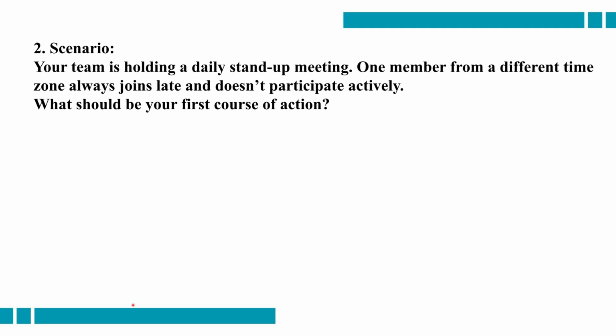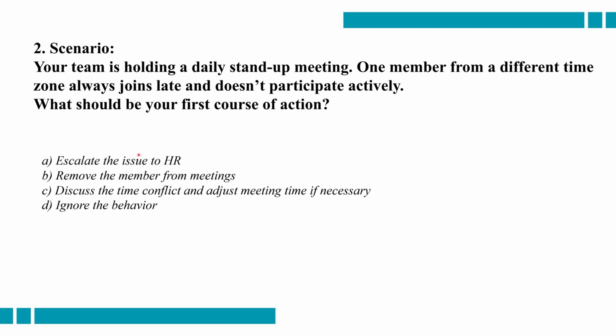Next scenario: your team is holding a daily stand-up meeting. One member from a different time zone always joins late and doesn't participate actively. What should be your first course of action? Options are: escalate the issue to HR, remove the member from the meeting, discuss the time conflict and adjust time if necessary. Option D: ignore the behavior.